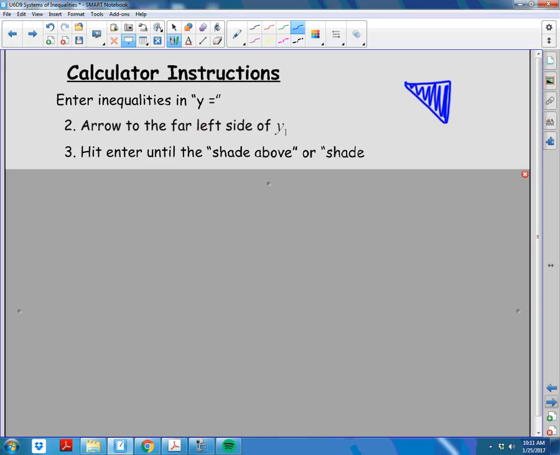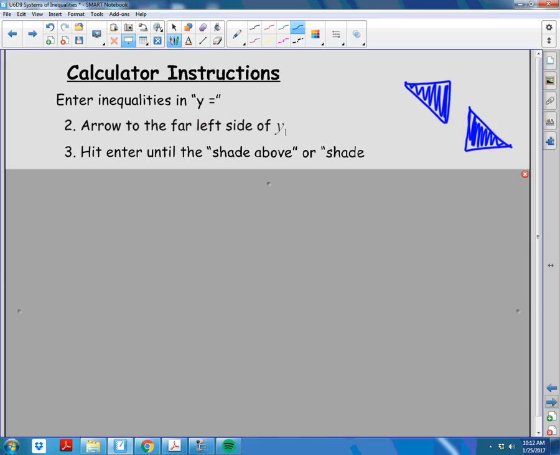Did it not work for anybody? Okay, then hit y equals, arrow all the way to the left. Now hit enter. Hit enter again. Now do you see the blinking triangle that I'm showing? Now hit graph again. So now hear this. Go back to y equals. Go down to the next line, which is y2. Arrow all the way to the left again. Hit enter, but this time I want you to see a different triangle. I want you to see the less than triangle, which will look like this. You see how it's shaded below the line?